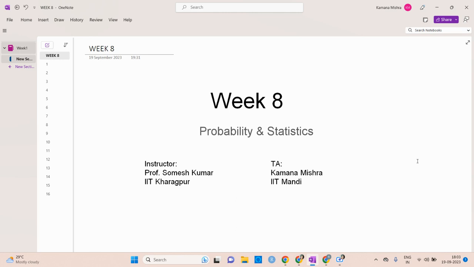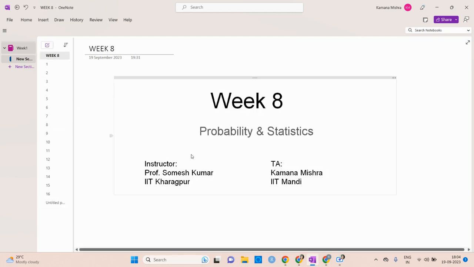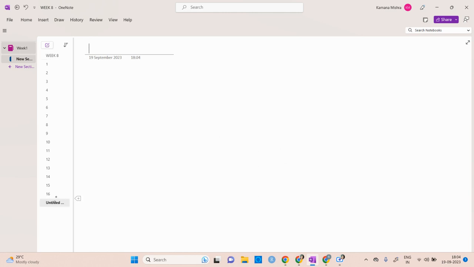So hello everyone, I'm Kamna Mishra from IIT Mandi, and we are here for the eighth week of the problem solving session of probability and statistics, by instructor Somesh Kumar sir from IIT Kharagpur. For today's class, we will go through the basics of mean, median, and mode, and then we will go through the chi-square distributions.